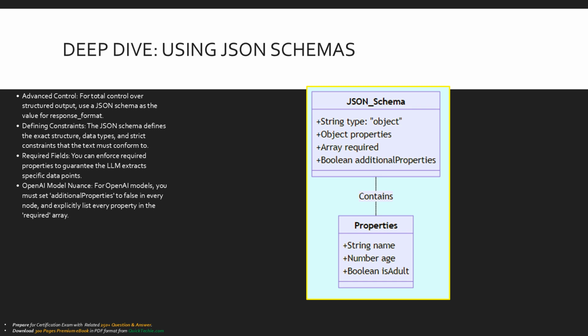Let's examine the anatomy of a JSON schema object through this class diagram. The root object, JSON schema, must be defined with a type of object. Within it, we define our properties, such as name, age, and a Boolean isAdult flag.